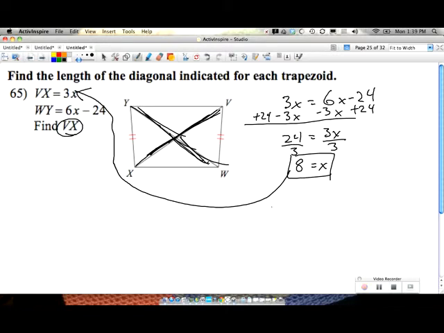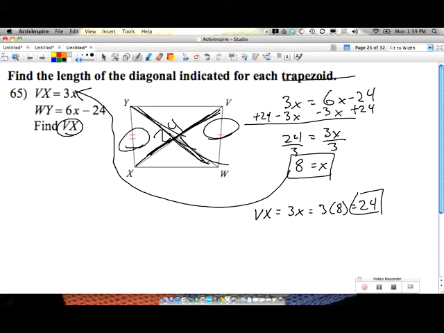here to VX. So VX equals 3 times x, which equals 3 times 8, which is going to give us 24. That's our final answer. So this whole length is 24. And so is the other one. Because there's symmetry, it's a trapezoid, and it's isosceles because the legs are equal. Let's look at the next one.